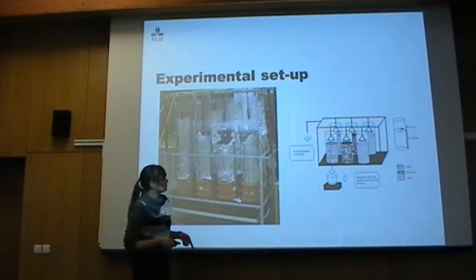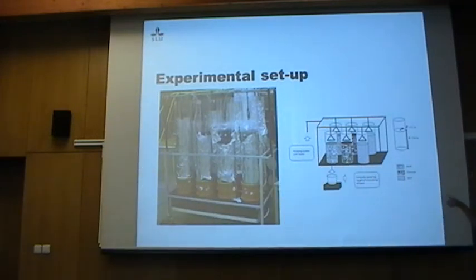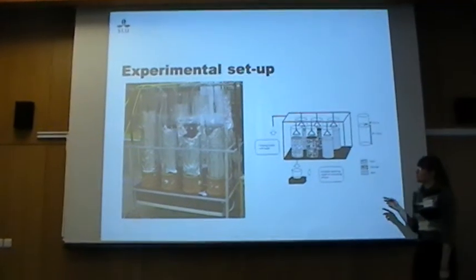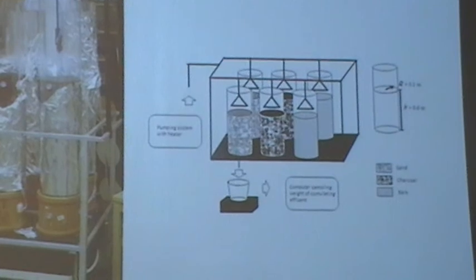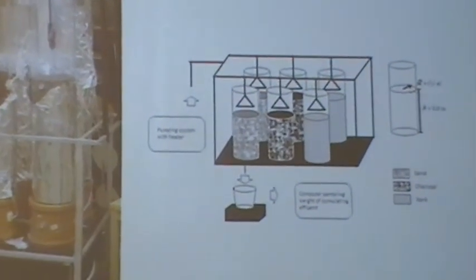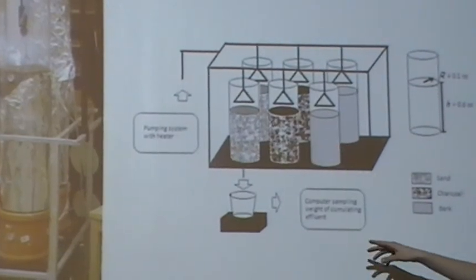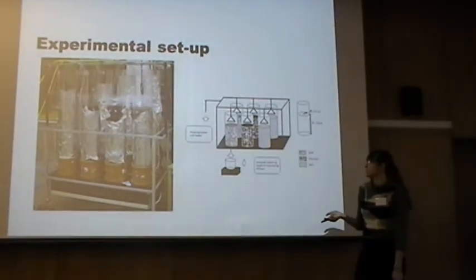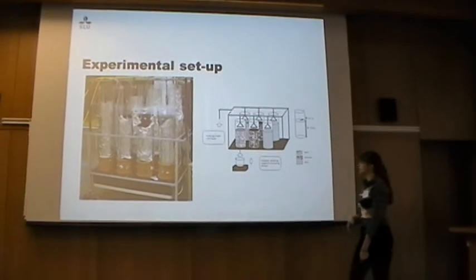So here is a sketch of our experimental setup, which hopefully shows things a little bit more clearly. The filters were intermittently loaded 3 times per day from those sprinklers, which were connected to a pumping system with a heater, so the incoming water held a certain temperature. This was done automatically by a computer. And the filter effluent was collected in a bucket standing on top of a scale, which recorded the weight and time once every minute. So we had a very good observation of the cumulative flow through our filters.